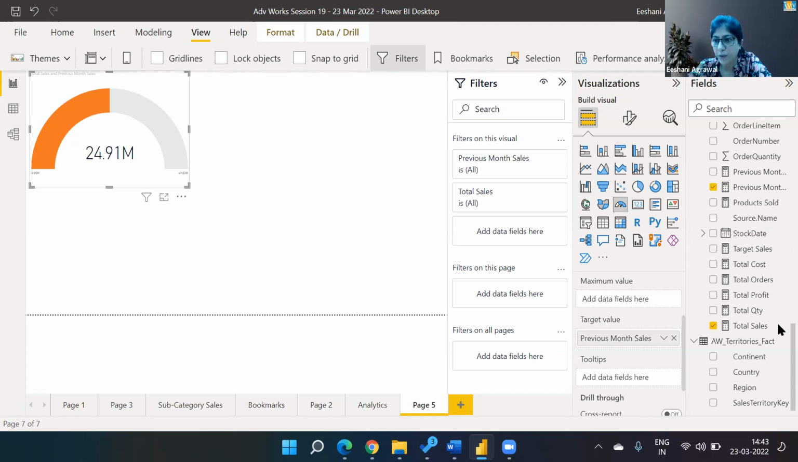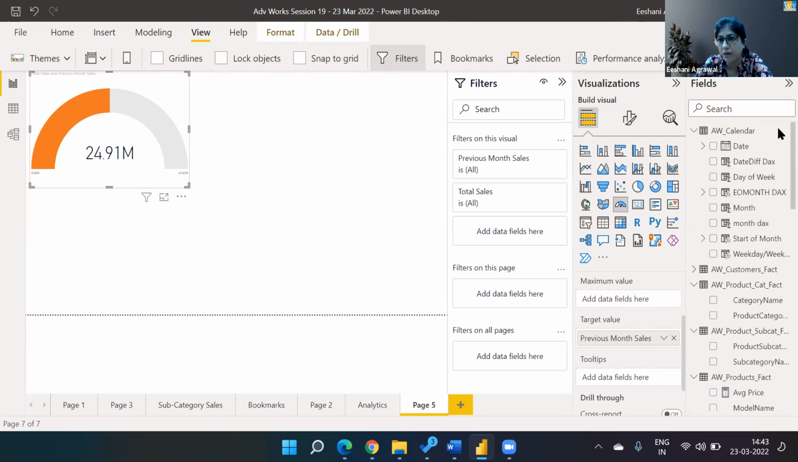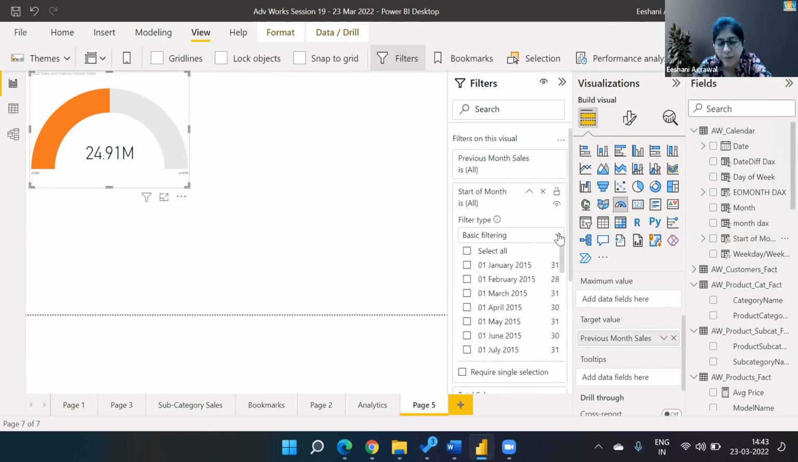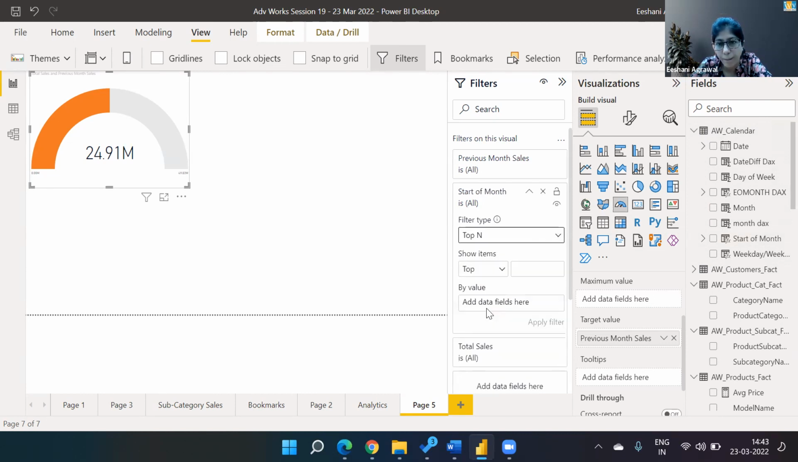Okay, so what we're going to do is we will put this one over here and let's pick start of month. We can drop it in this field. We are going to make it top N. I want to see the first one. And in the values also, I'll have to pick the end of month. Why end of month I have to pick? Because the whole point of putting this filtering over here is I want the last month of my data set.